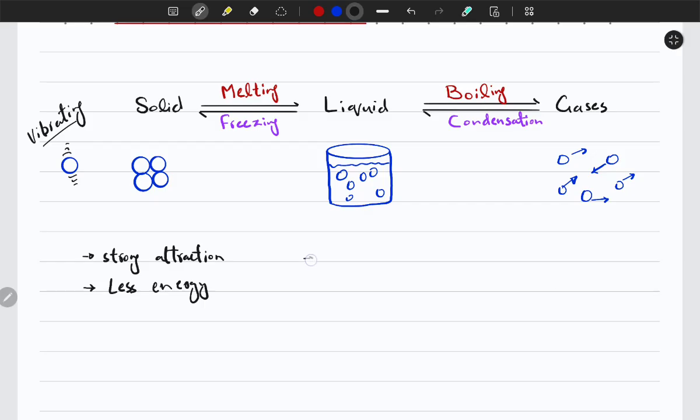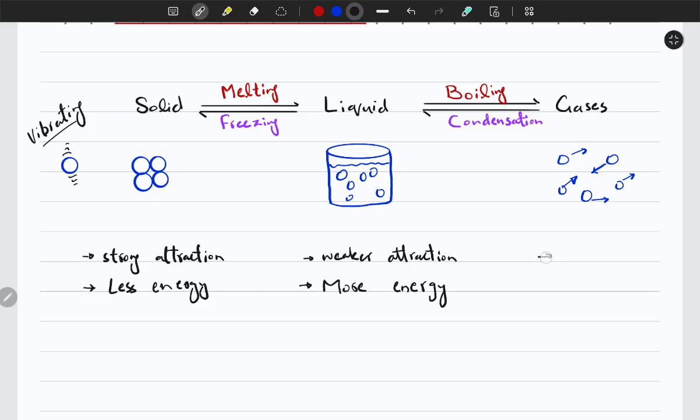In terms of liquid, they have slightly weaker attraction, but more energy. That's why they are able to move here and there freely. Although they are moving very slowly, they are moving freely. They are not sitting at one point and vibrating just like solids. They are moving in liquid, so they have more energy.